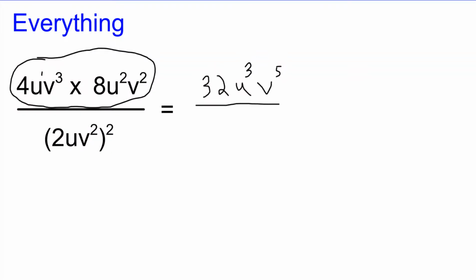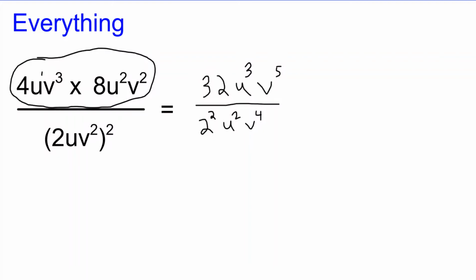Put our division sign. So on the bottom here, we have the power rule because we have brackets and an exponent outside the brackets. So we need to expand this exponent into each individual term in our brackets here. So we're going to get 2 to the power of 2. We're going to get u to the power of 2. And we have v to the power of 4. So we multiply when we do the power rule for our exponents. So that's the first step.